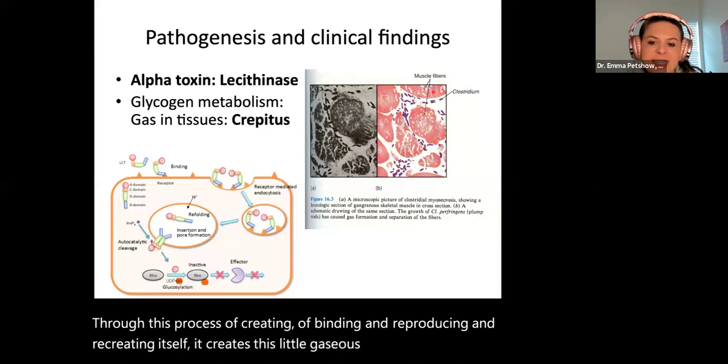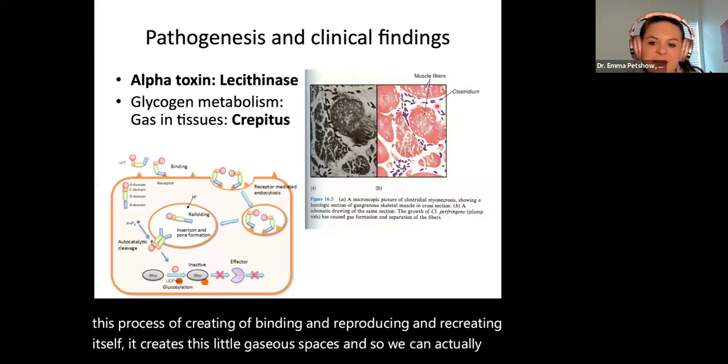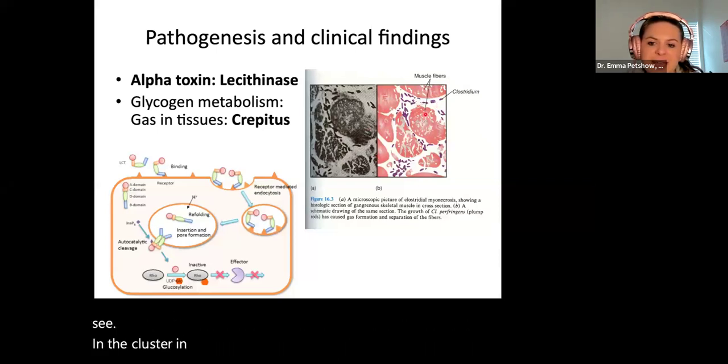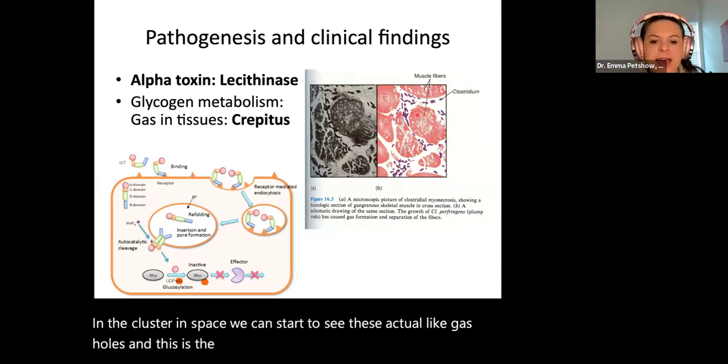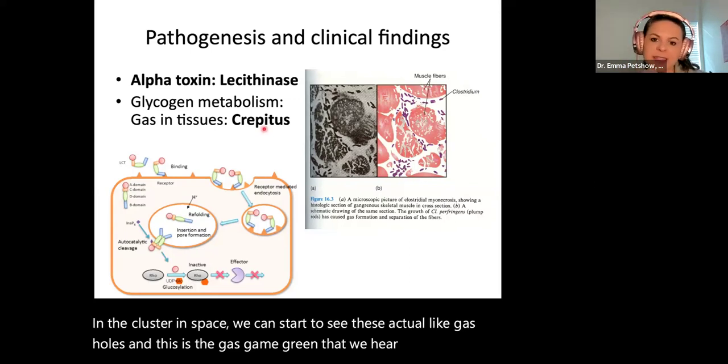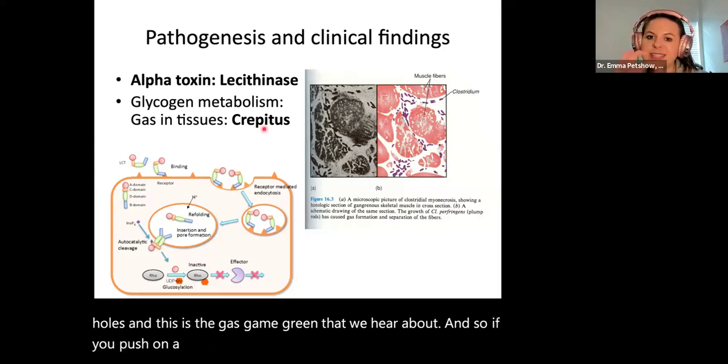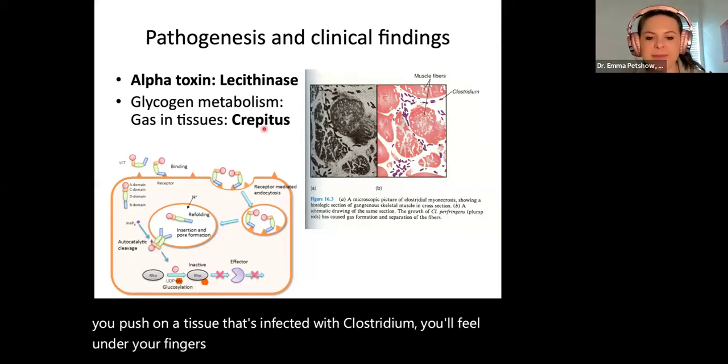It creates these little gaseous spaces. And so we can actually see in the Clostridium space these gas holes. And this is the gas gangrene that we hear about. And so if you push on a tissue that's infected with Clostridium perfringens, you'll feel on your fingers like air is moving from your fingers.